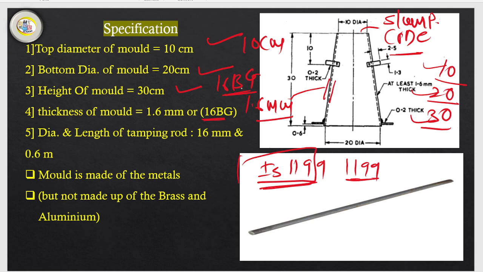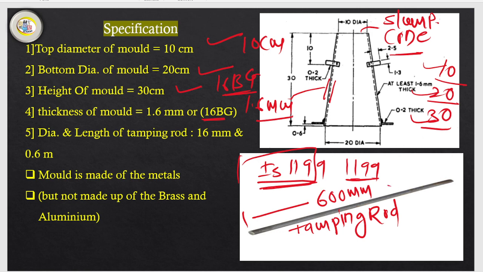Next, this is the tamping rod, for the tamping purpose. The length of the tamping rod is 600 mm or 0.6 meter, and the diameter of the tamping rod is 16 mm. This is the standard one. Suppose any examination asks what the length of the tamping rod is, you can directly say 0.6 meter.